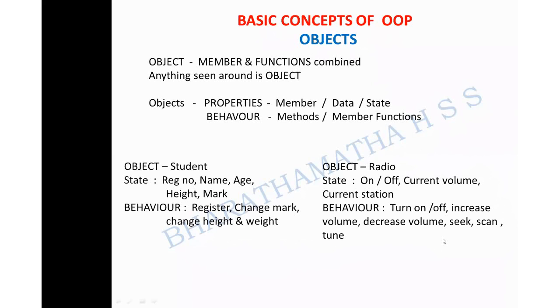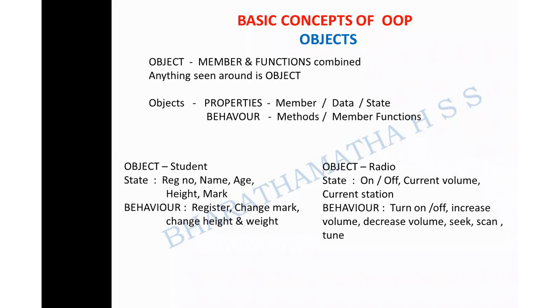How can I treat myself so? What are the properties I have? Properties means what are the characters or the qualities in me, I can tell that as my properties. Behavior means what are the various actions that I can perform. Able to understand? Properties means what is my character, what are the qualities that I have in me. So that becomes your members, the data or the state: how I am, what I am, who I am.